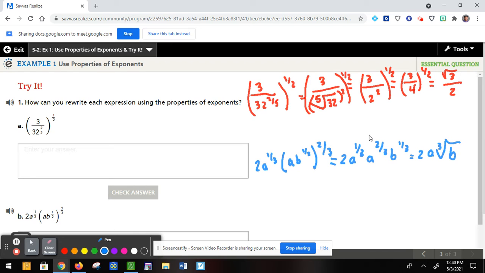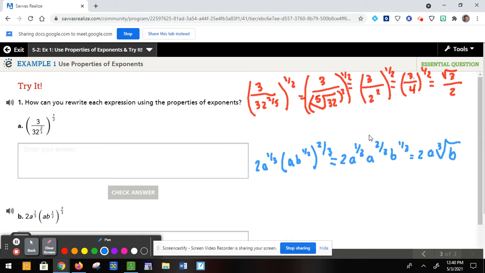Part A, I did up here in red. First thing I did was I simplified inside the parentheses first. 32 to the 2/5 power is the same thing as saying the 5th root of 32 squared. This works out nice because the 5th root of 32 is 2, because 2 times itself 5 times is 32. And then that still needed to get squared, so that became 4.